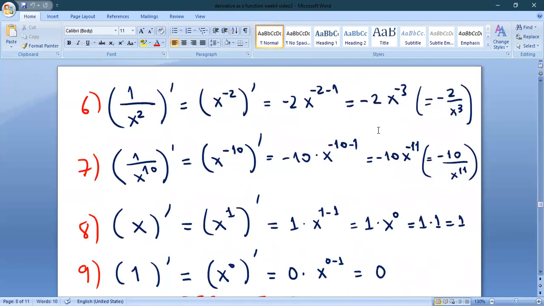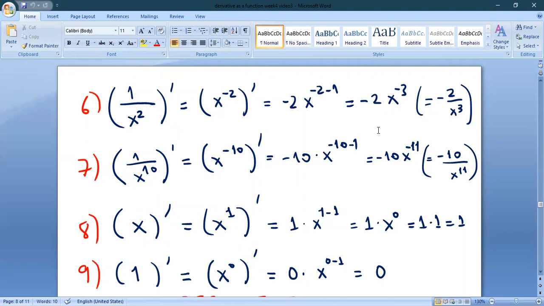And then also, if we have reciprocal functions, like power function on the denominator, they are also power functions. Like 1 over x squared is actually x to the minus 2. So its derivative is going to be minus 2 times x to the minus 3. 1 over x to the 10 is actually x to the minus 10 function. So its derivative is going to be minus 10 times x to the minus 11.